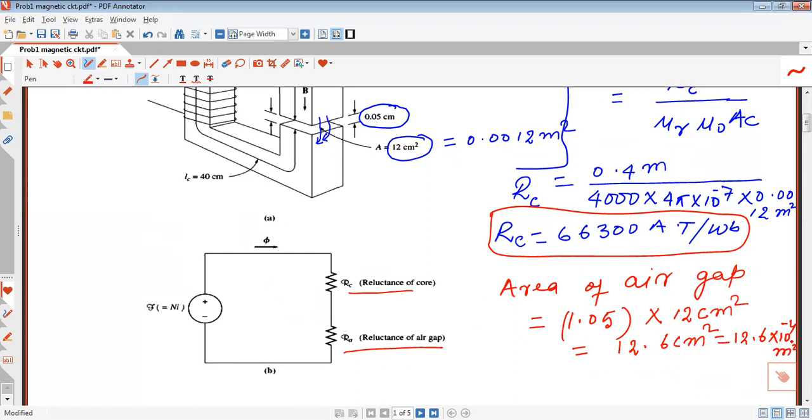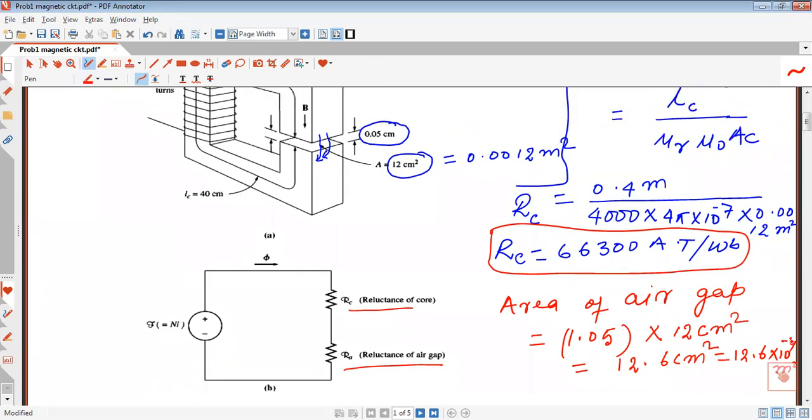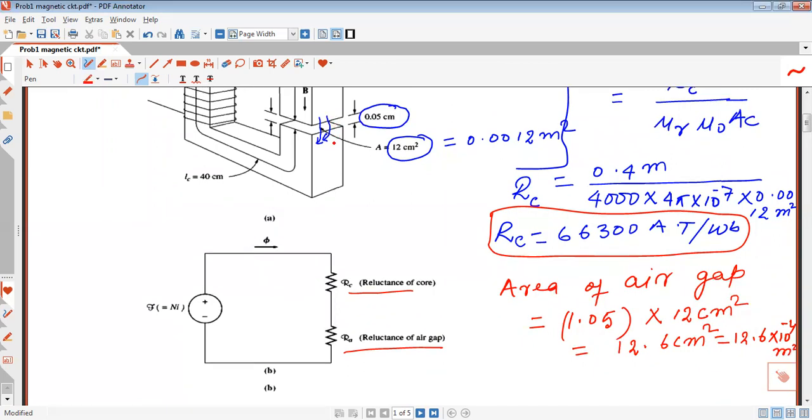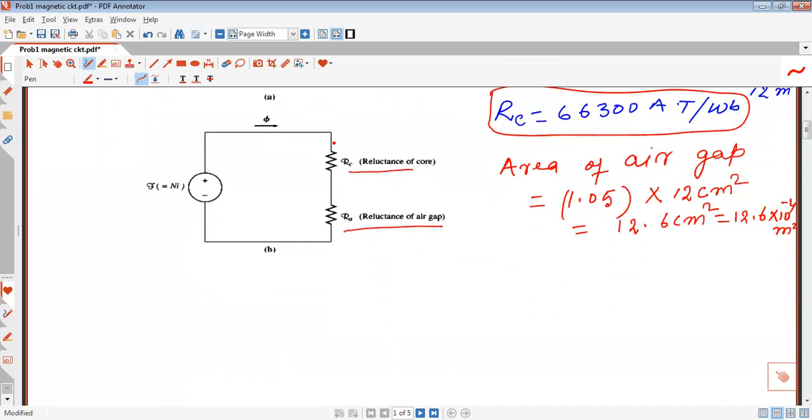So our area of the air gap is known. Due to the fringing, this area is increased, meaning some flux is coming in this way. So what we do now, we use the same formula, the reluctance of the core. I am going to use the reluctance of the air gap.